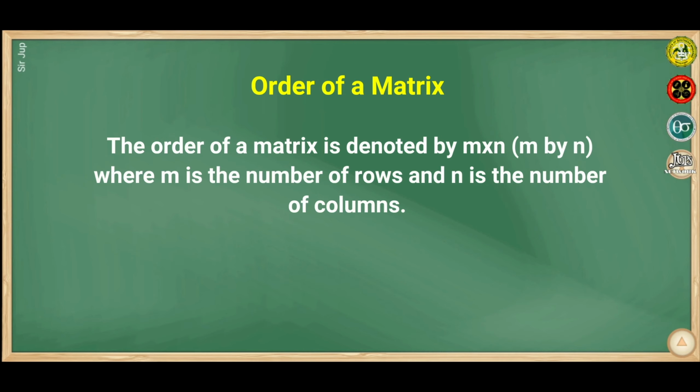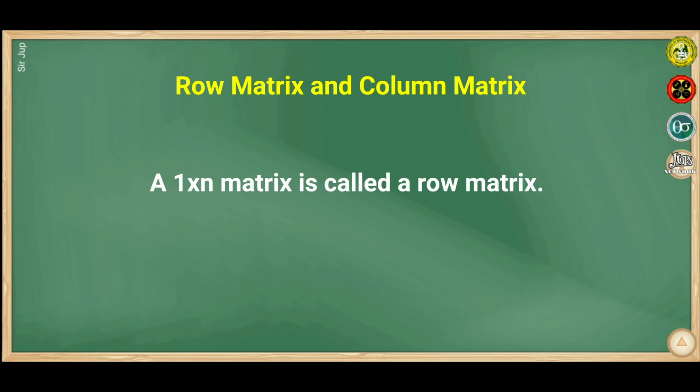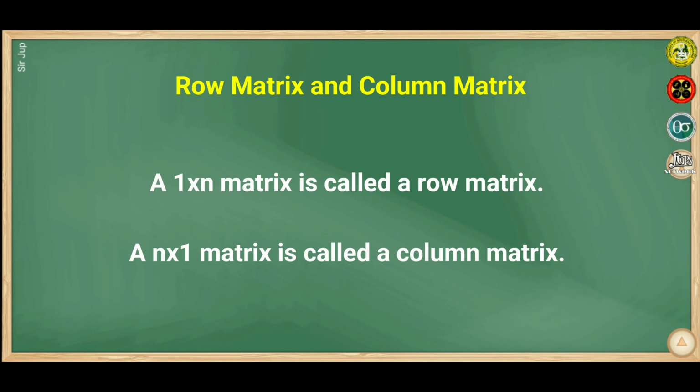The order of a matrix is denoted by m by n, where m is the number of rows and n is the number of columns. So in our previous example, the matrix is a 3 by 3 matrix because it has 3 rows and 3 columns. A 1 by n matrix is called a row matrix, or the matrix with only one row. On the other hand, a column matrix is an n by 1 matrix, or the matrix with only one column.